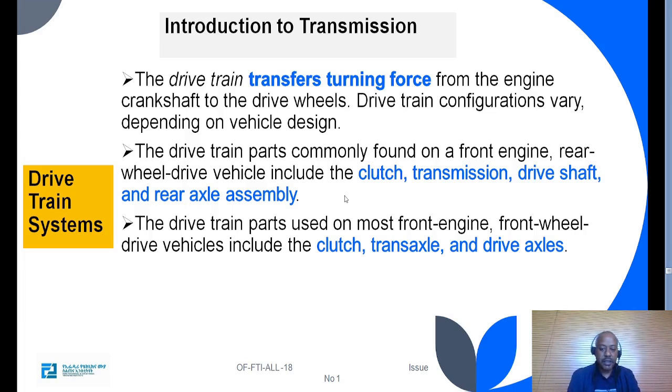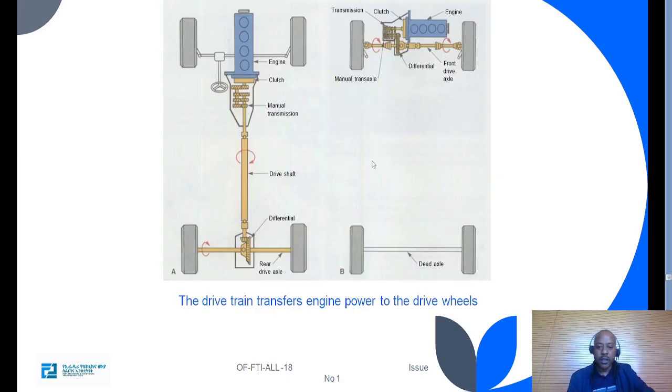The drivetrain parts used on most front-engine front-wheel drive vehicles include the clutch, transaxle, and drive axle. The picture illustrates the drivetrain of the vehicle. So you can see the first picture. In this picture, the engine is located in the front, and the power is distributed to the rear wheels by using the power transmitting device.